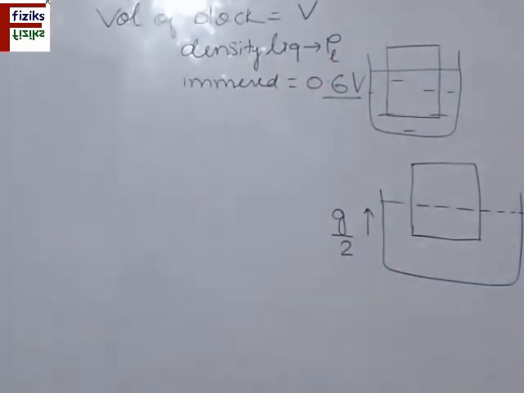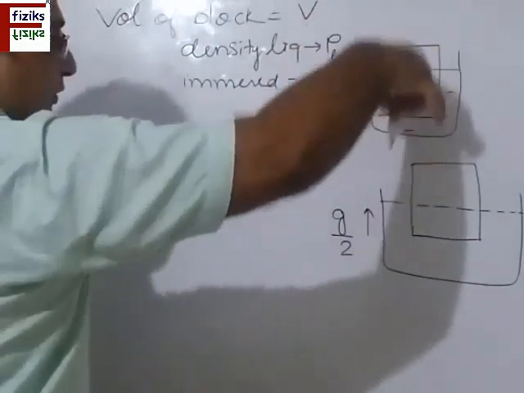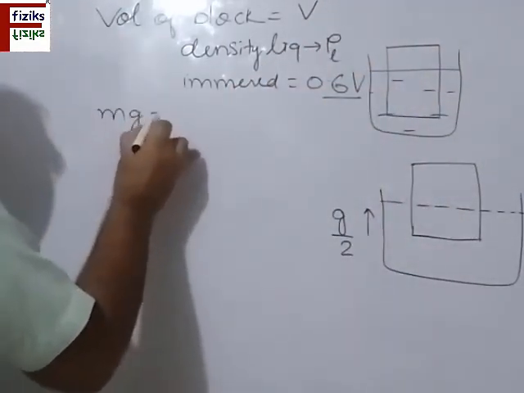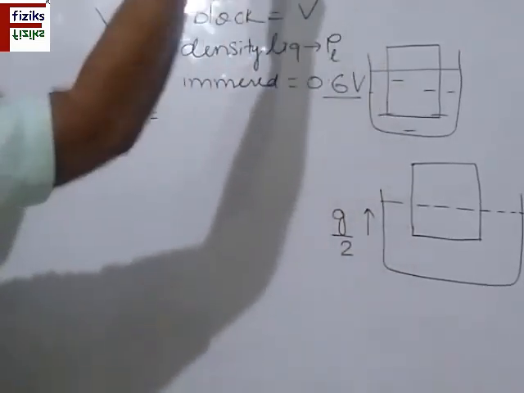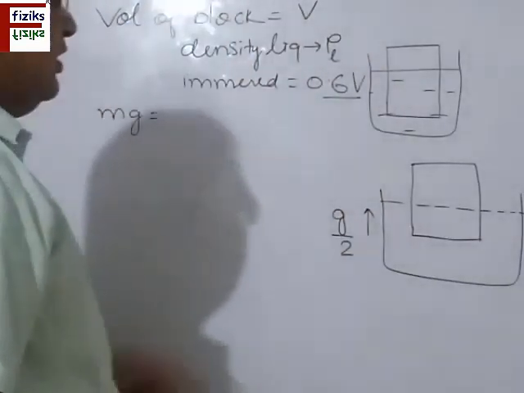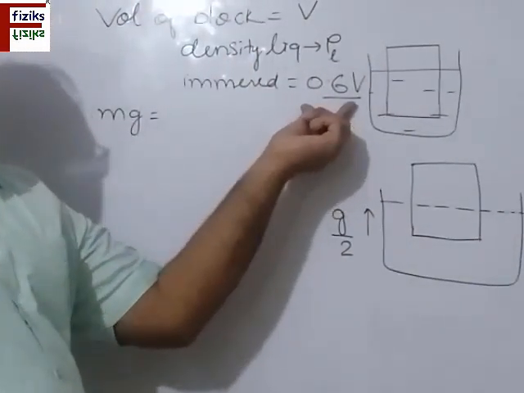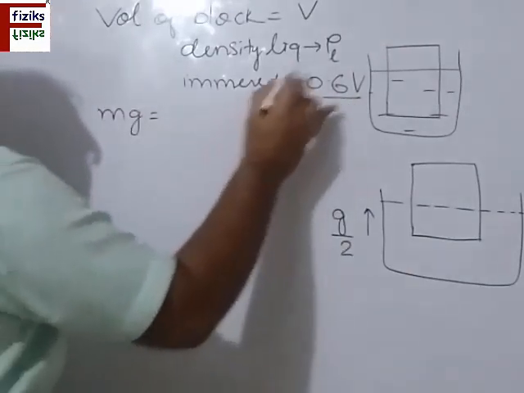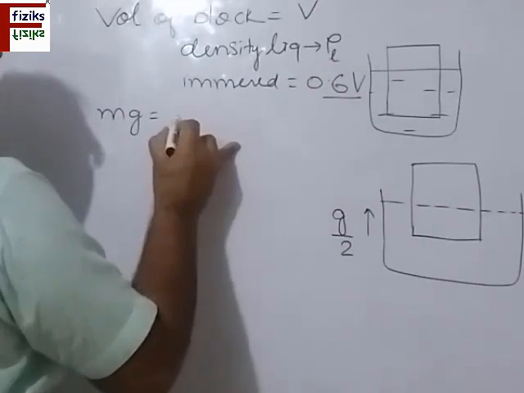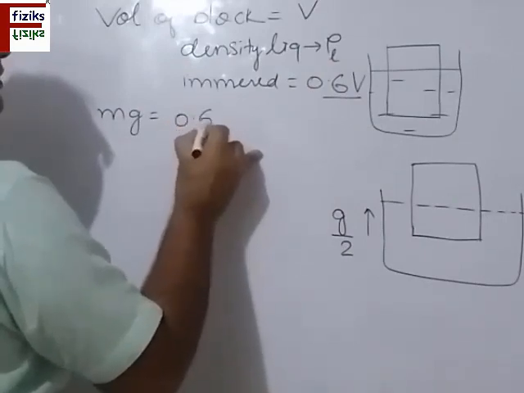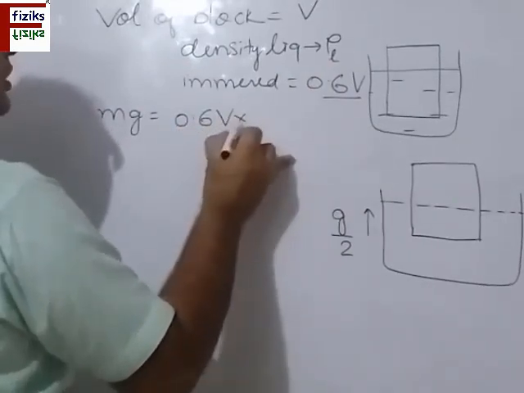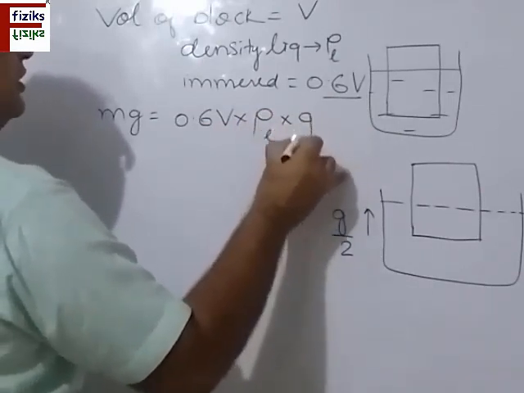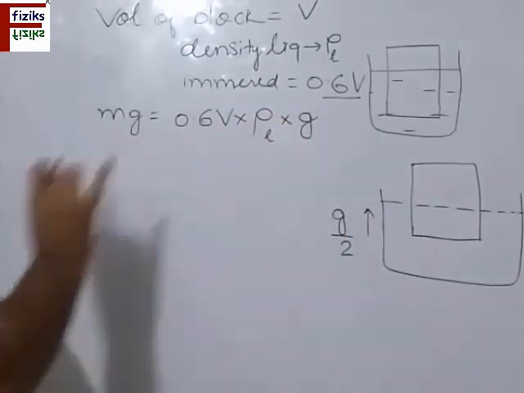Now according to Archimedes' principle, the downward force, that is weight, which is equal to mg, is equal to the upward thrust, buoyancy force, which is acting on this much portion, because of this much portion. This is equal to mass of the liquid displaced. So volume of liquid displaced, equal to immersed volume into density of the liquid into g. So this is the first equation.